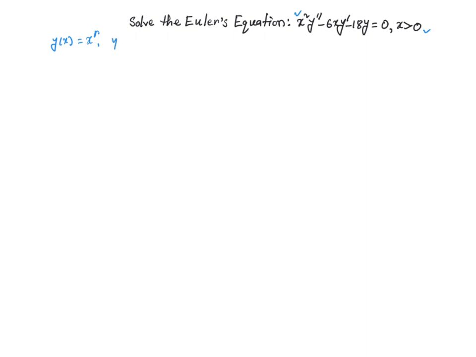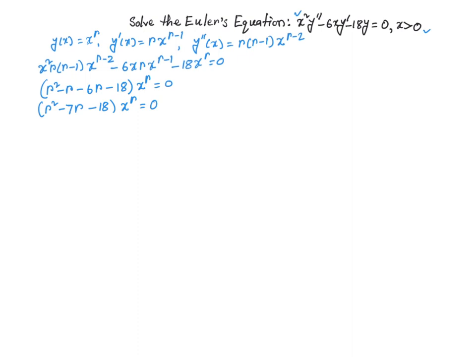So the first derivative is going to be y prime of x is equal to r times x to the power r minus 1, and y double prime of x is going to be r times r minus 1 times x to the power r minus 2. Now if I plug these values into this equation, this is what I get.